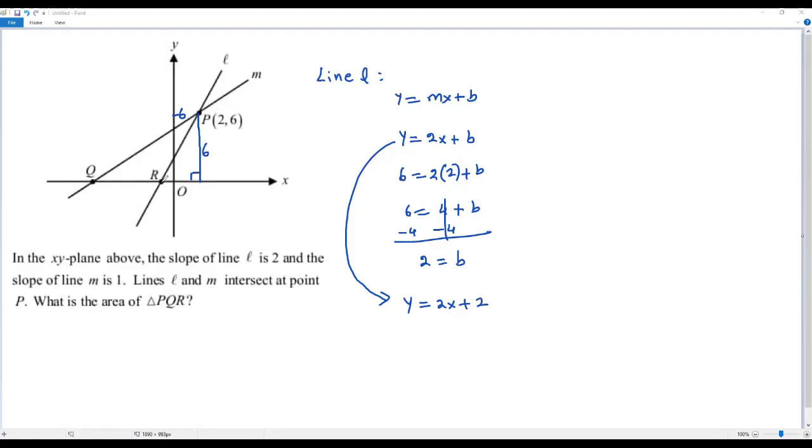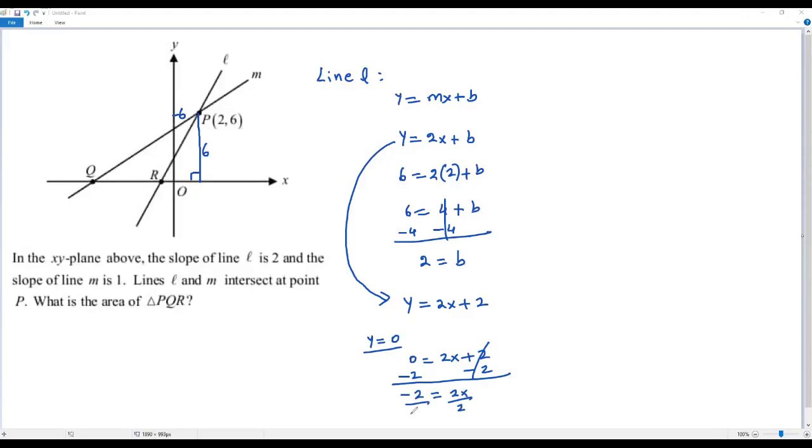Because at any point on the x-axis, the y coordinate will be 0. Now let me plug in y equals 0 here. Then 0 equals 2x plus 2. Let me subtract 2 from both sides of this equation. Then positive 2 and negative 2 will cancel out. I am getting negative 2 equals 2x.